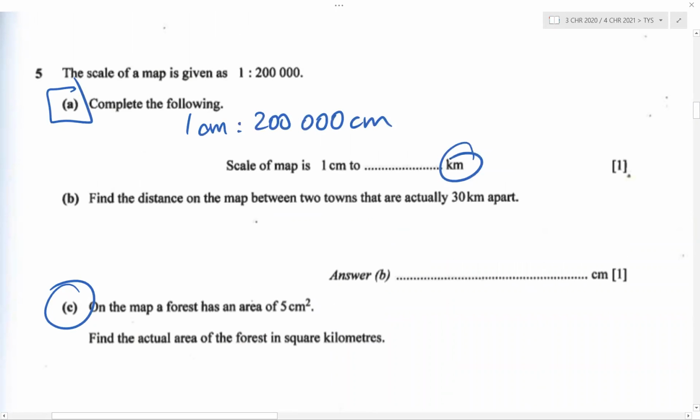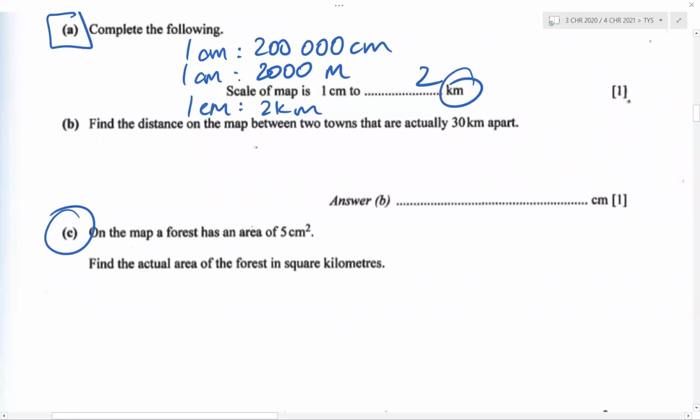But they wanted it in kilometers. So our objective is to change cm to kilometer. Do you know how to go from cm all the way to kilometer? Or do you need to break down cm to meter, then meter to kilometer? Yeah, or both also okay. So break down cm to meter, divide by 100. 1 cm to 2,000 meter. Then after that, from meter to kilometer, divide by 1,000. 1 cm to 2 km. Okay, so that's our answer for part A, 1 cm to 2 kilometer.